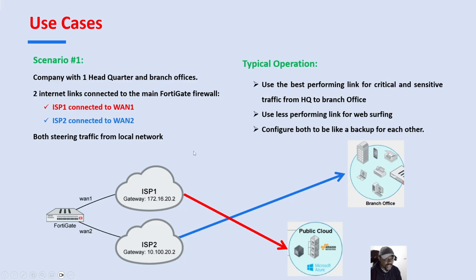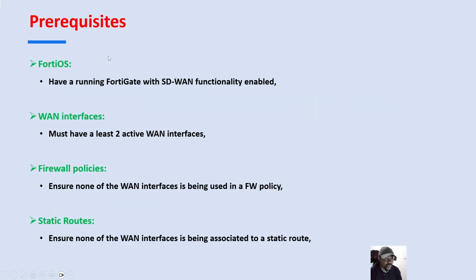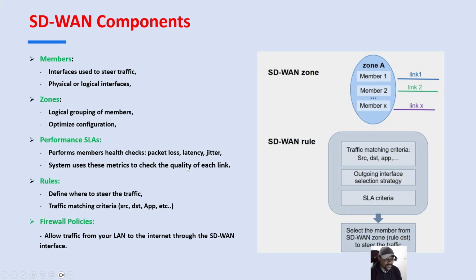One scenario is where a company has a headquarter and branch offices, and another scenario is where the company has only a headquarter, and the decision about which ISP is going to be used will depend on the type of data that they want to access on the internet. We also talked about the prerequisites to set up SD-WAN. We talked about the components of SD-WAN, as you can see here: zone members and SLA performances. So today we are going to talk about SLA performances and rules.